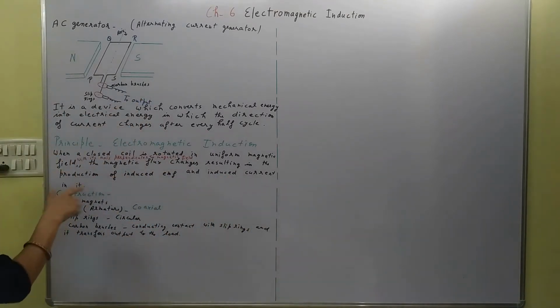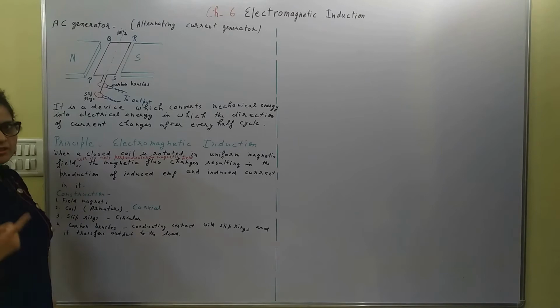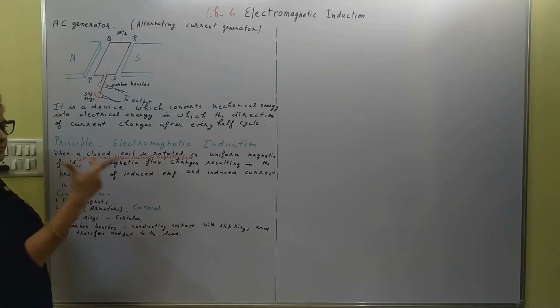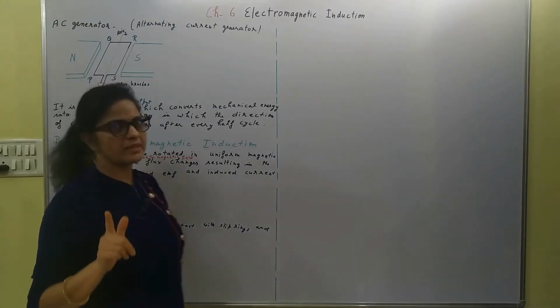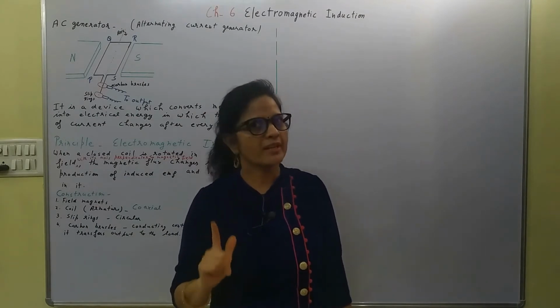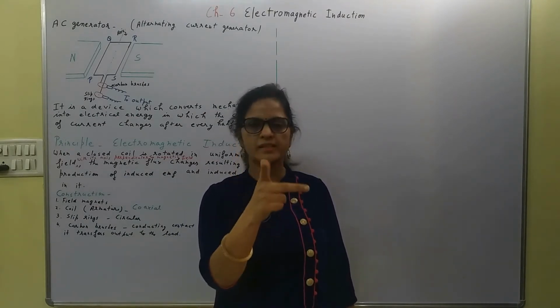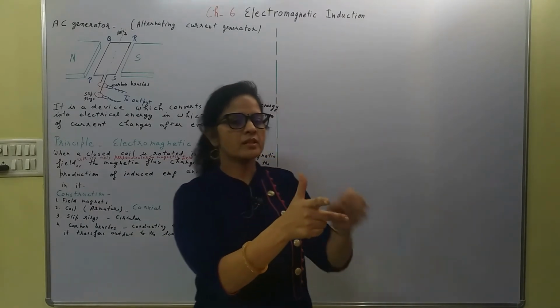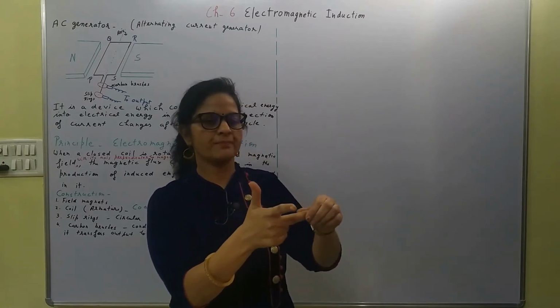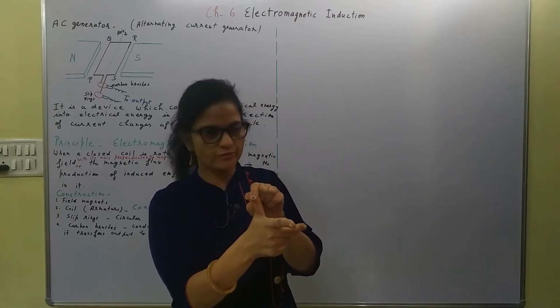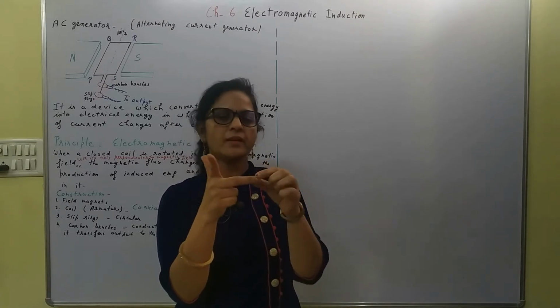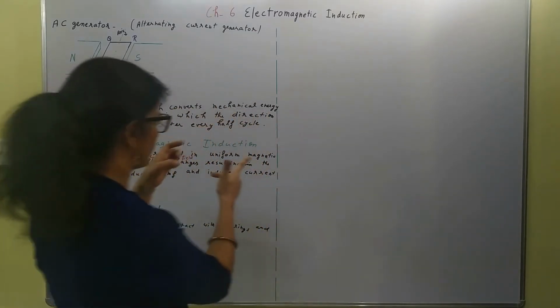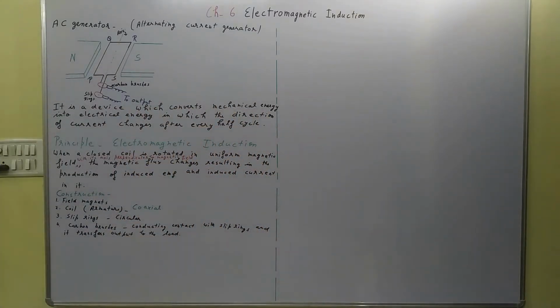So what is happening here? If you have to find out the direction of the induced current, what happens? Look at the right hand. We know that Fleming's right hand rule is used for finding the direction of induced current. So look at this. This is my right hand. This is A, B, C, right? This is the direction of the motion of the coil. This is the magnetic field and this is the direction of the current. So look at this. Let me write.